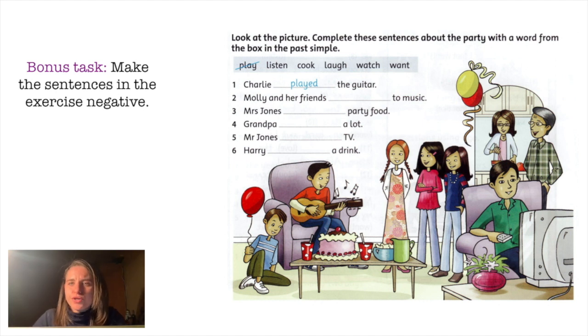Okay, let's go over your answers now. Number 2, Molly and her friends didn't listen to music. Number 3, Mrs. Jones didn't cook party food. Number 4, Grandpa didn't laugh a lot. Number 5, Mr. Jones didn't watch TV. And number 6, Harry didn't want a drink. Okay, look at your answers now and see how you did. Now let's move on to the next slide.